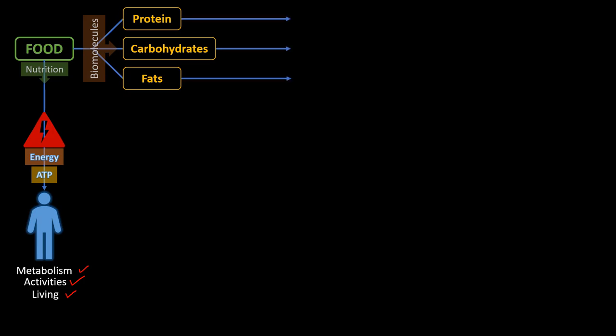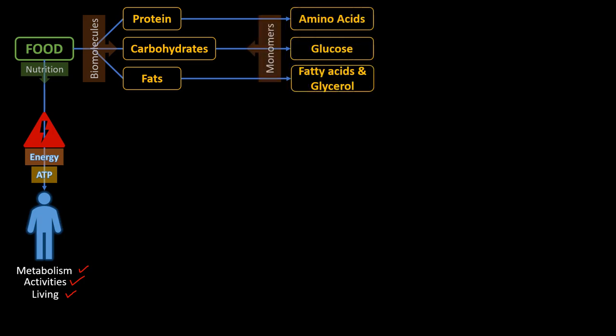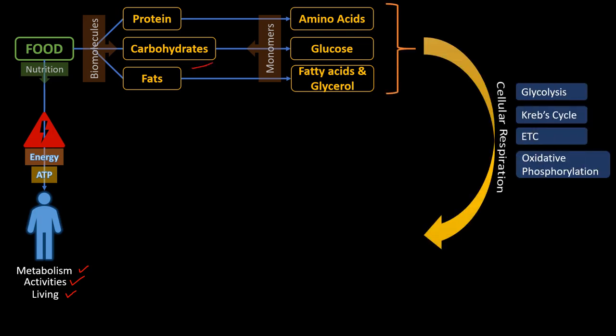Now proteins are made up of amino acids, carbohydrates are made up of simple sugars, that is glucose, and fats are made up of fatty acids and glycerol. So in other words, amino acids, glucose, and fatty acids and glycerol form the monomeric units for proteins, carbohydrates and fats respectively. Now after digestion, what is the fate of these?